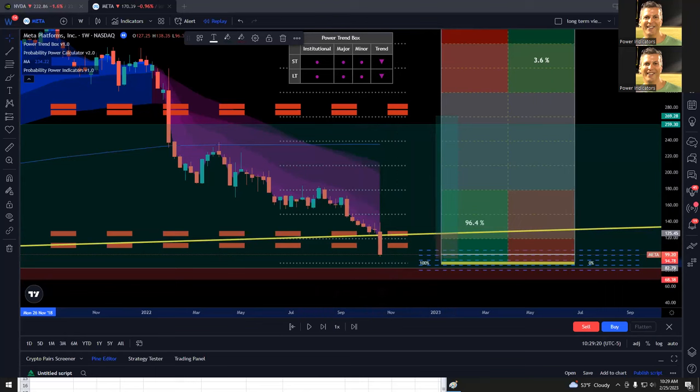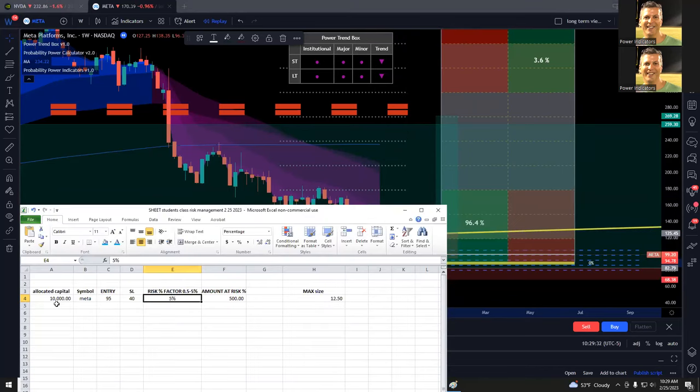So I take $40 from my 95 entry, right? I take the maximum stop loss I can take on the $10,000 account, which is 5% right there. So $10,000 account that I would allocate in my long-term investing. But I want to stay within the parameter of 5% maximum risk of the $10,000, which is $500.